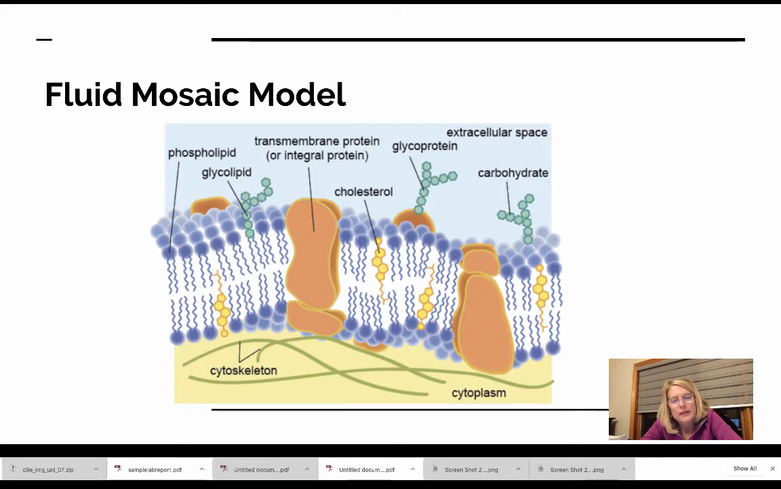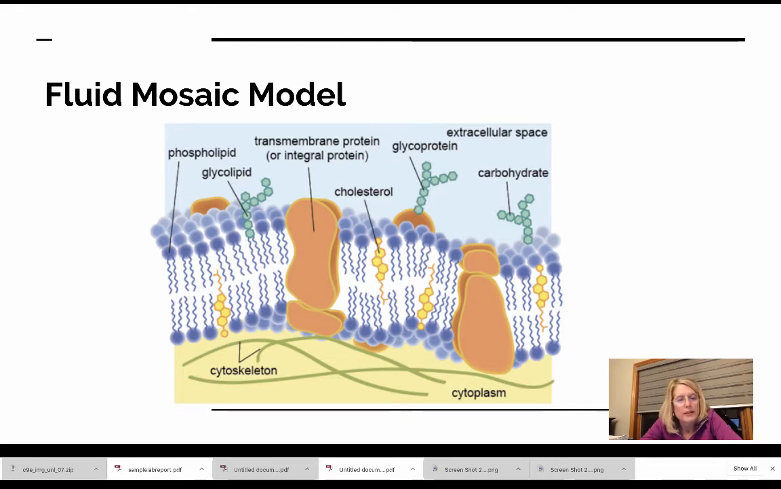Okay, if you look inside the membrane, you'll see this structure. And if you remember the 4-ring structure of steroids, that's a cholesterol. And you'll see that those are embedded through the phospholipid bilayer at various locations. And so that's going to be important in terms of the fluidity of the membrane.